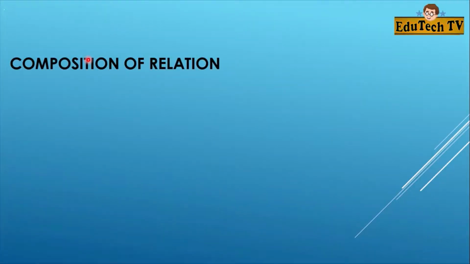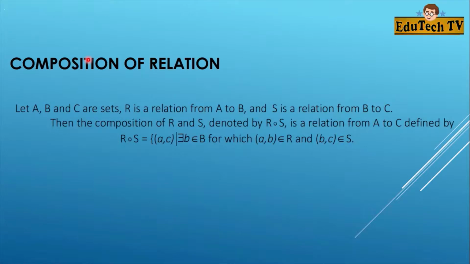Next, composition of relation. Let A, B, and C be sets. R is a relation from A to B. S is a relation from B to C. Then the composition of R and S, denoted by this symbol, is a relation from A to C defined by R composed of S is equal to the set of (a, c) such that there is an element b in set B for which (a, b) is an element of relation R and (b, c) is an element of relation S.